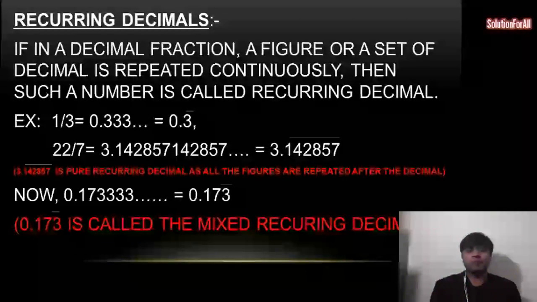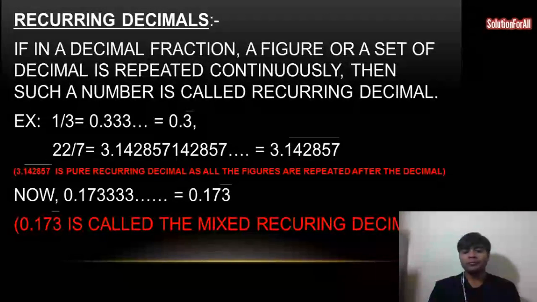For example, 1 upon 3 is equal to 0.3333, and so on continuously. It will go on repeating up to infinity. So I'll just write it as 0.3 with a bar above 3. The best example for this is the value of pi, that is 22 upon 7. This is equal to 3.142857. Then again the same number goes on repeating, 142857. So I'll write it as 3.142857 with the bar over 142857.